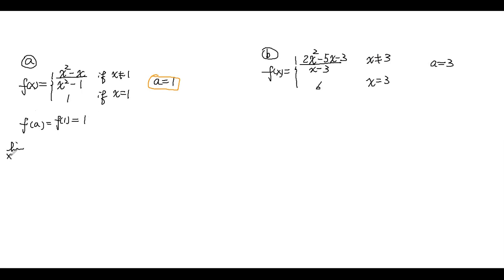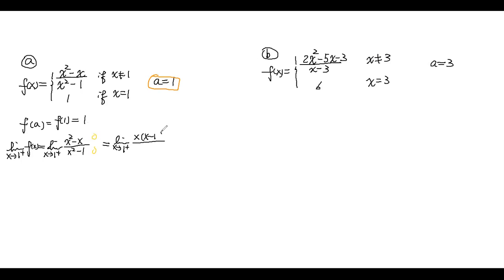So I will take x approaching 1 from the right-hand side. This is the limit as x approaches 1 from the right-hand side of x squared minus x over x squared minus 1. If you push the 1 in there, what will you have? You will have 0 over 0, right? So if you have 0 over 0, we need to find some way to manipulate the numbers so we can get a definite answer. So here, you take the x out.